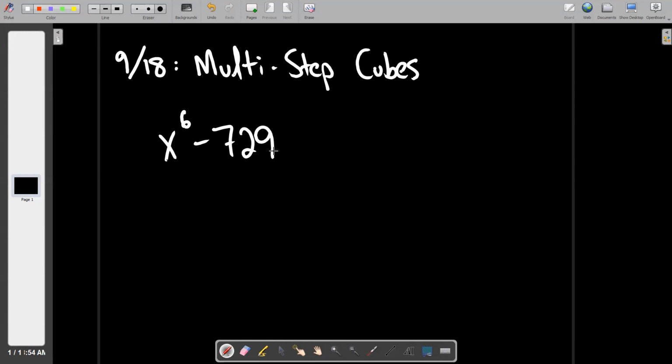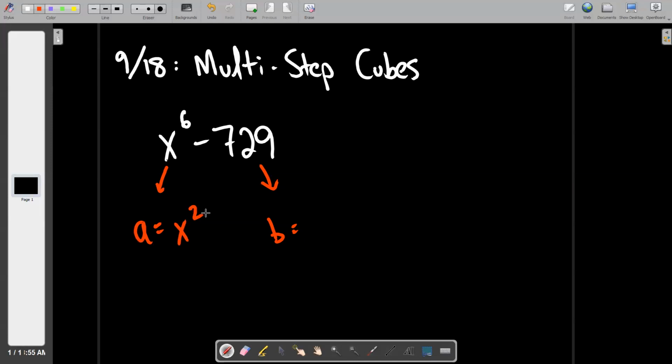So what is this? It's a difference of cubes, right? No doubt about it. I've got to train myself to recognize those things. That 729 is clearly a cube, right? So I'm going to say that A is equal to the cube root of x to the sixth, and B is equal to the cube root of 729. What is A? It would be x to the second power.